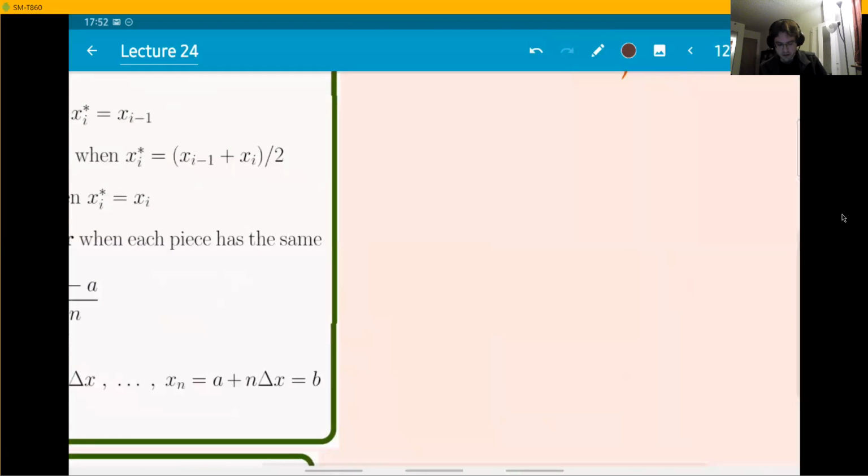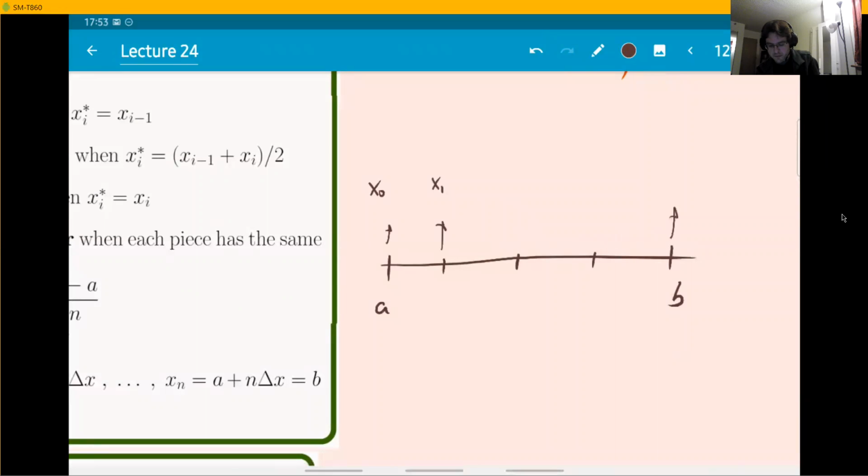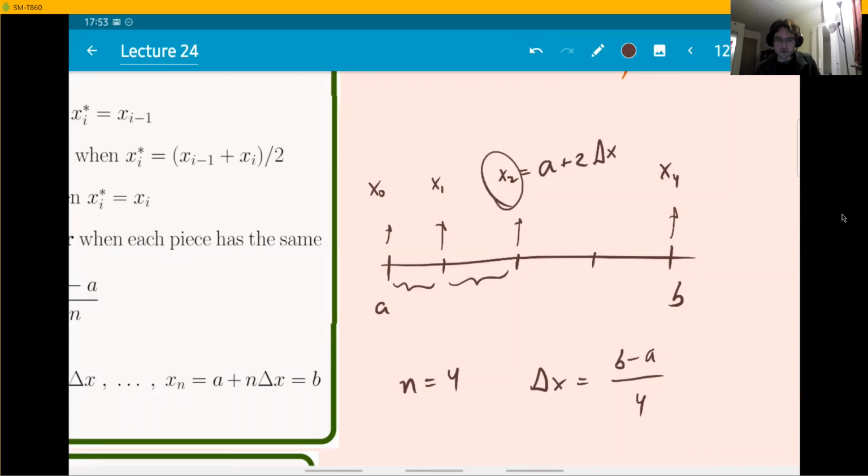So what is regular is when the division between a and b is done in equal pieces. In this case, if a is x0, you have x1, x2, x3, b is x4. The n here is 4. You have 4 intervals. The delta x, the length of each one of them, is b minus a divided by 4. And you can see that, for example, x2 is the initial one, a, plus 2 times delta x, because you have 2 intervals before you can reach the point x2. This is what these formulas are saying.